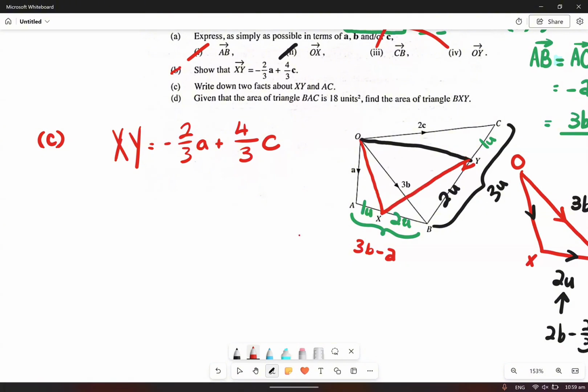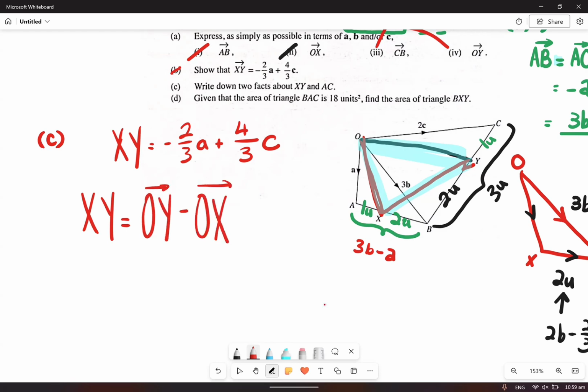So for XY, I can simply do OY minus OX. So XY is equal to, why do I do that? Because I'm looking at this triangle. Which triangle am I really looking at? I'm looking at this triangle over here. Can you all see it? Can see, right? Okay, so XY, X to Y, is equal to, again, like I said, OY minus OX. Am I making sense or not making sense?